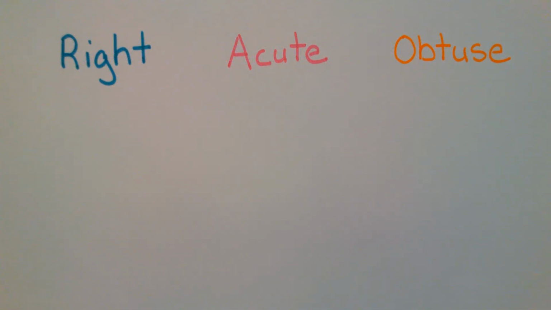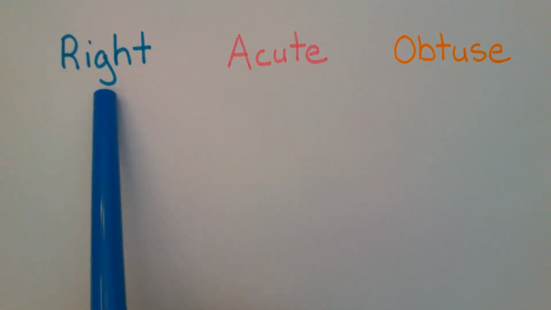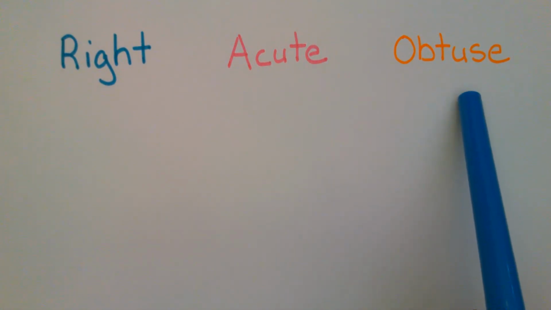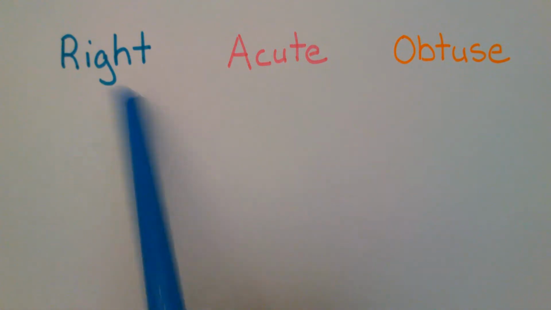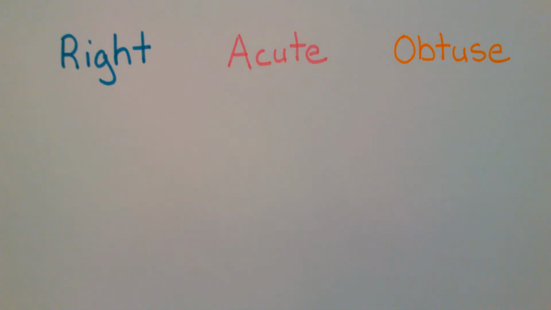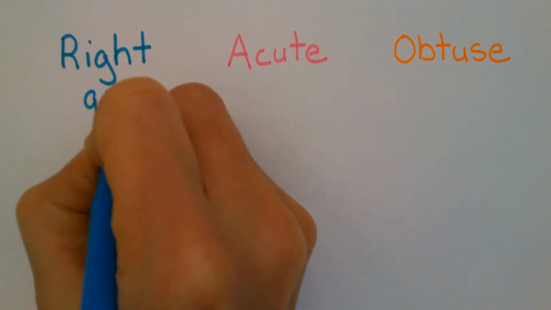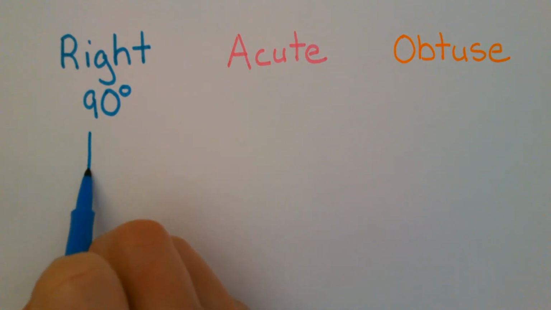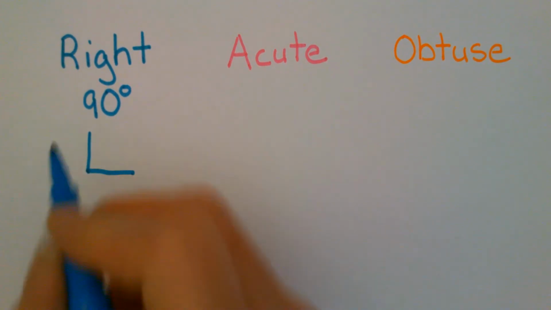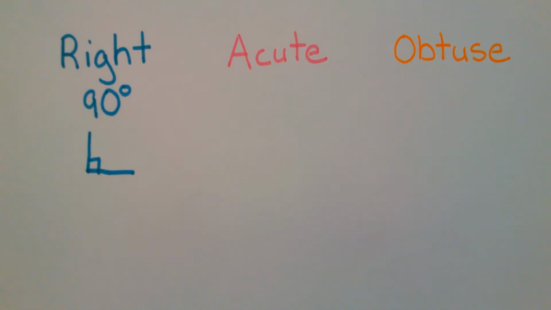Hi class, this is Dr. Karsten, and today we are going to be working on angles. Specifically, we're going to be focusing on right, acute, and obtuse angles. So we've already talked about right angles, and that right angles are 90 degrees, and that they look like this. So this is the angle right there.